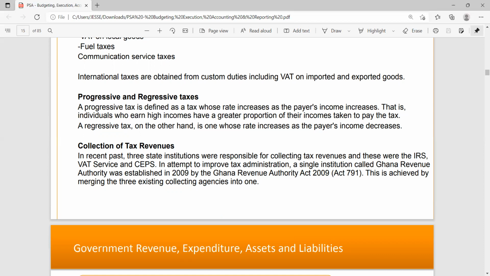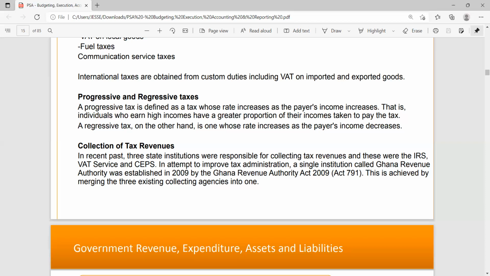Now, let's talk about collection of tax revenues, because it's not enough to impose taxes. You must find a way of collecting those taxes. In recent past, 3 state institutions were responsible for collecting tax revenues, and these were the IRS, the Internal Revenue Service, the VAT Service, and SEPS. In an attempt to improve tax administration, a single institution called Ghana Revenue Authority, so that's how the GRA came about, was established in 2009 by the Ghana Revenue Authority Act.